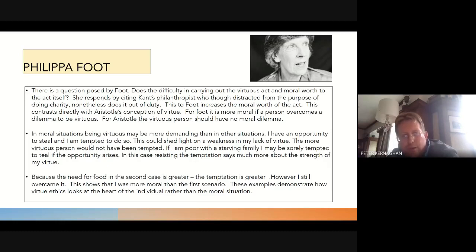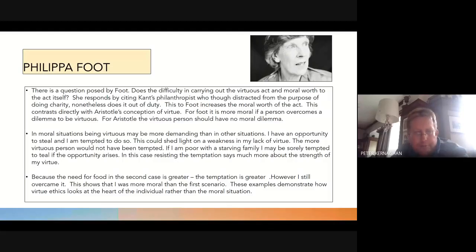The virtuous person might just not be tempted. But if you're poor and starving, you might be sorely tempted if the opportunity arises. So temptation might say much about the strength of our virtue. But when we practice virtue, it's more moral. That's her point. Okay, so that's Philippa Foot.